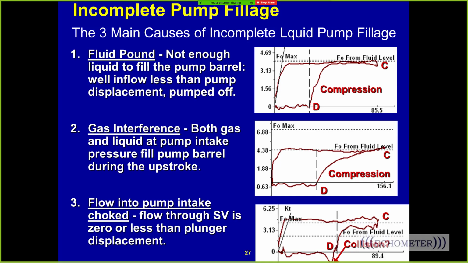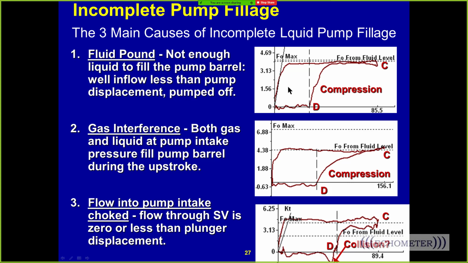Now, when we talk about incomplete pump fillage, and you look at a pump card on a well that has incomplete pump fillage, all of the shapes look similar. So when you look here, this is the part of the pump card that's called the compression portion, when both balls are on the seat and the plunger moves down to compress the fluid. And this shape and this shape and this shape look real similar. And so how can you decide what the problem is?